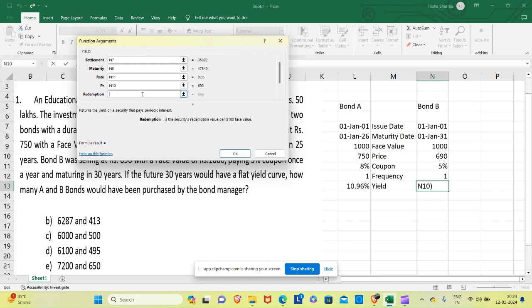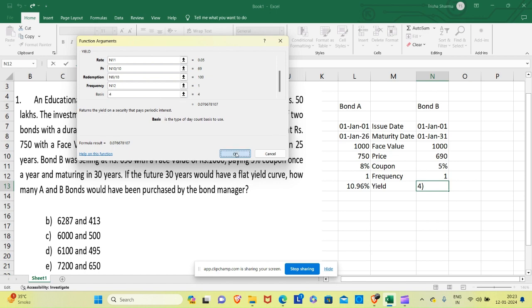We'll put the redemption, which is nothing but the face value. And now we will divide it by 10, the first one by 10 and the second one also by 10. Again, please remember that in Excel, the face value by default is 100. Now we'll drag it down. We'll put frequency as 1, and we'll put basis as 4. Basis is nothing but the day count convention which is followed to calculate the coupon.